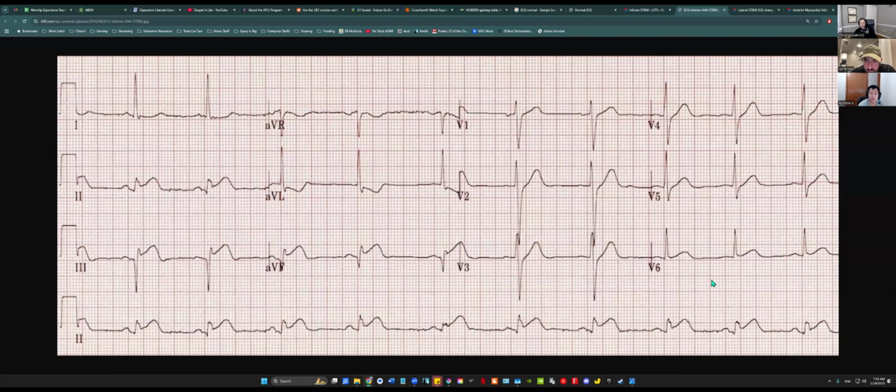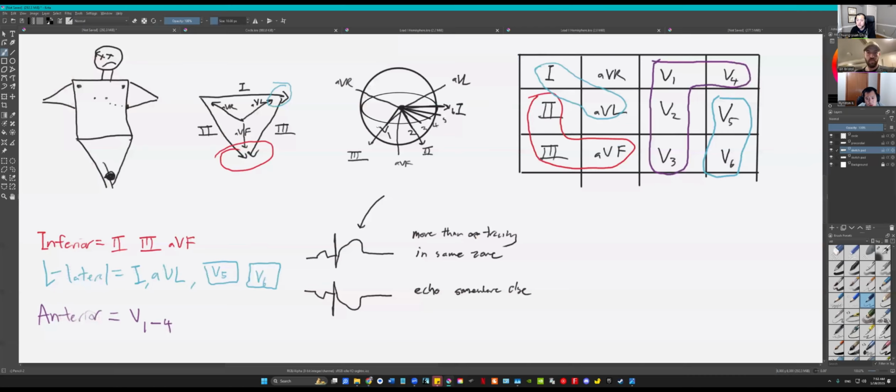So even though they're the same zones, they can be depressions in one and elevations in this one. It's kind of weird, but if you think about it, here is the AVL. Here is V6. So for this EKG, it's probably affecting this area, and you see the reciprocal a little bit further away.